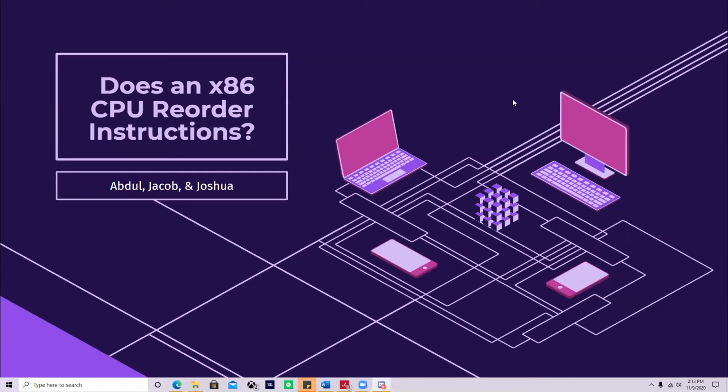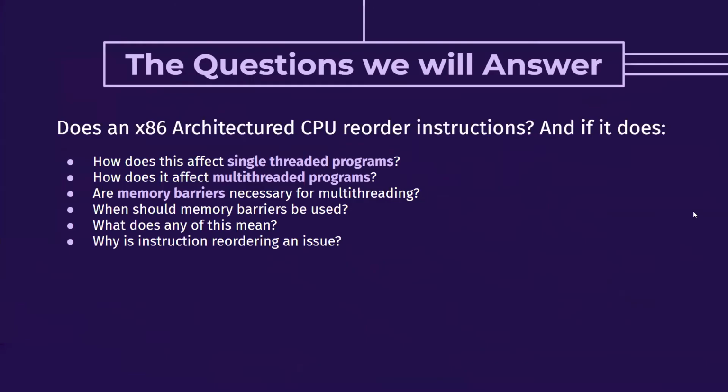Hi, today we're going to answer the question, does an x86 CPU reorder instructions? And to delve more into that question, we're also going to answer the questions on if it does, does it affect single-threaded programs? How does it affect multi-threaded programs? Are memory barriers necessary for multi-threading?